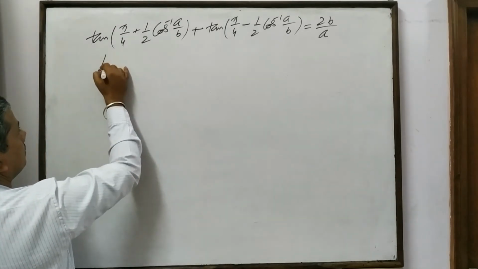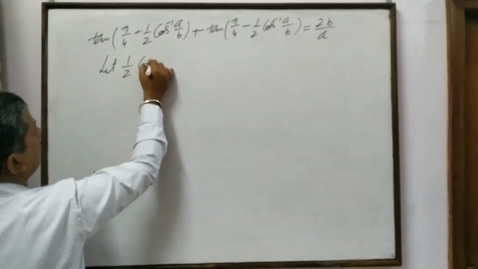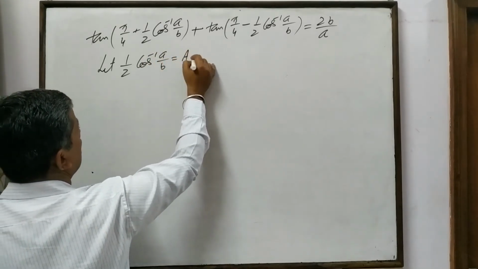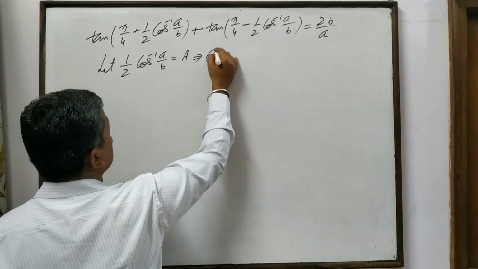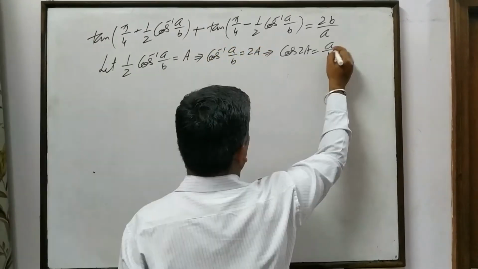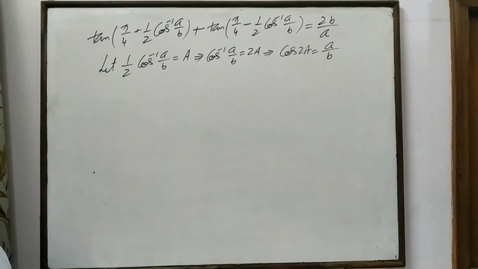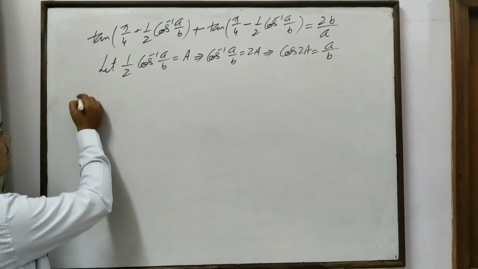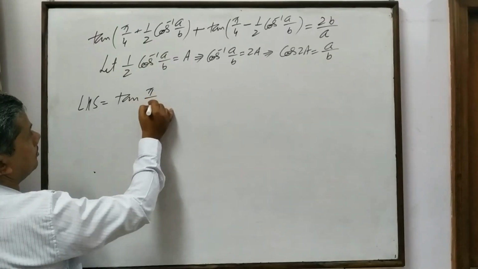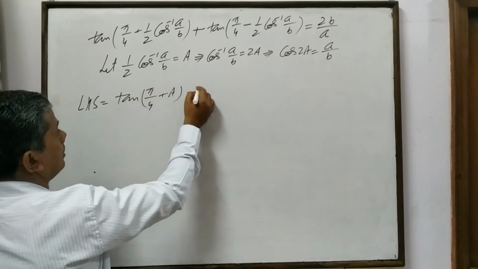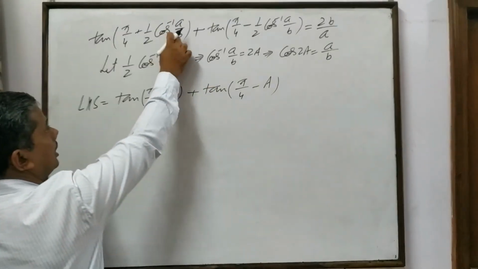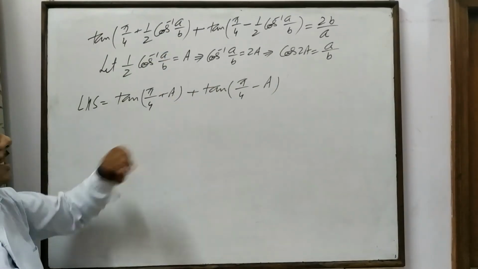So let half cos inverse a upon b be equal to alpha. This implies cos inverse a upon b is 2 alpha, which implies a upon b. Now the left hand side gives you tan pi/4 plus alpha plus tan pi/4 minus alpha. We substituted alpha for half cos inverse a upon b.